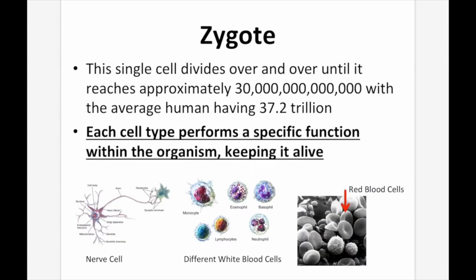Zygote. This single cell divides over and over again until it reaches approximately 30 trillion cells, with the average human having about 37.2 trillion. Each cell type performs a specific function within the organism, keeping it alive. So for instance, nerve cells have this particular shape, allowing them to conduct electricity from one end to the other. White blood cells come in a whole variety of different sizes and shapes because they have a variety of functions that they need to complete. And then red blood cells, you can see right here, are this donut-shaped thing that allows them to carry oxygen and carbon dioxide around the body.